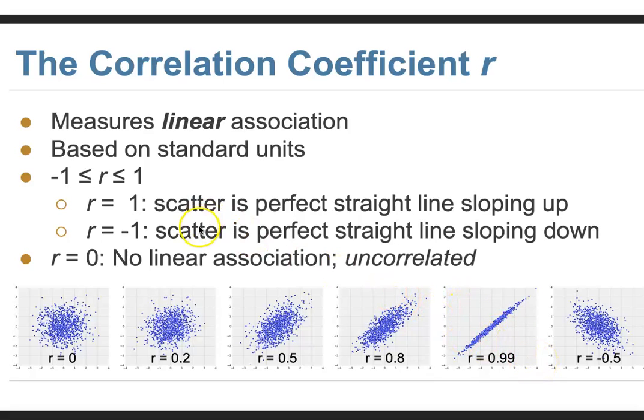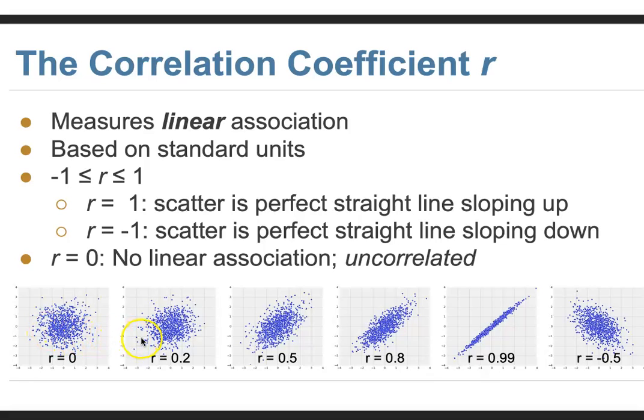If R equals 0, there is no linear association. The technical term is that they are uncorrelated. You can see an example like here. If R equals 0, they are not really forming one line, because you can see some dots on this line, some dots on that line. So there is no specific line that can perfectly describe all the dots.